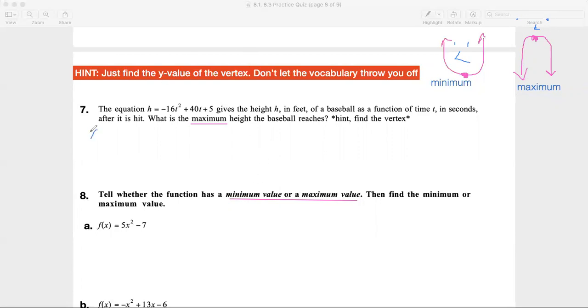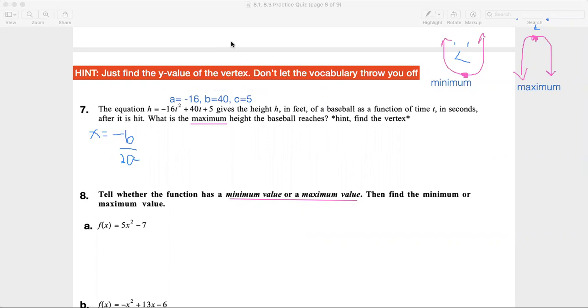So all we're going to be doing over and over again is using the line of symmetry and then plugging back in to find the y value of the vertex. So it's going to be x equals negative b over 2a, okay? Don't let the very fact that you've got different variables here, h is another letter for y, and t is just another thing for x. What they're using is t is time, h is height, okay? They're just changing the variables on you. So you still have an A value, which is negative 16. B is 40. C is 5.